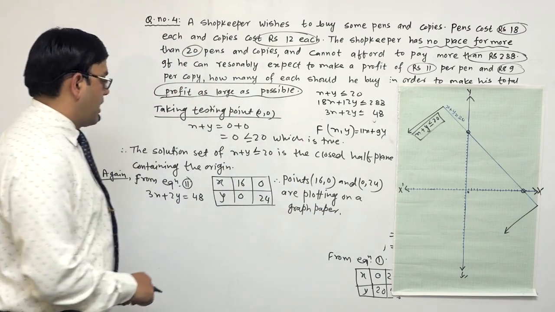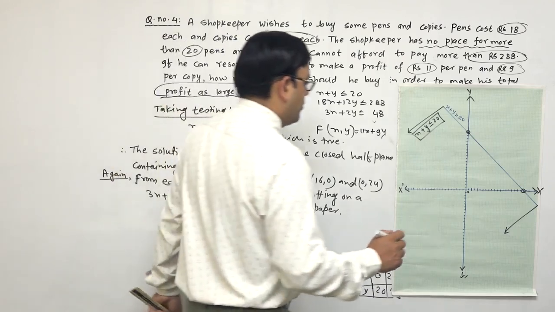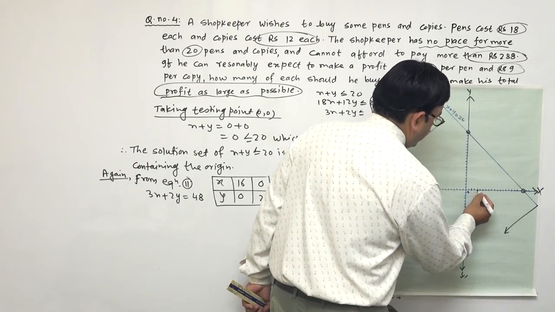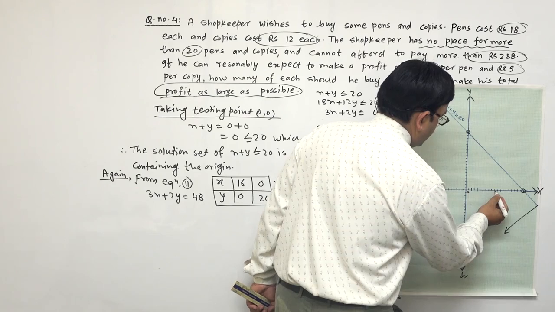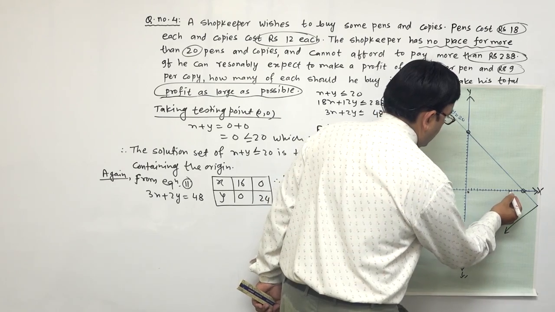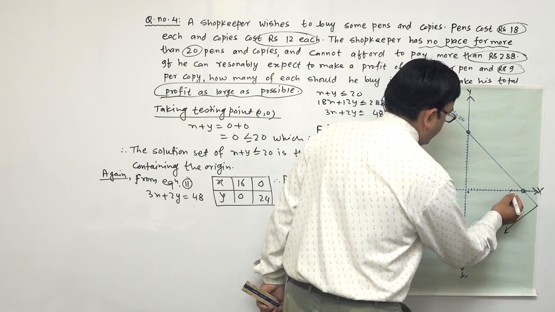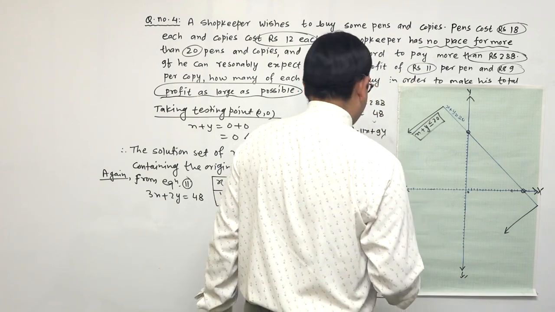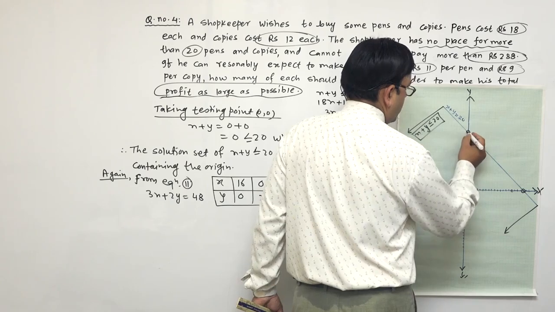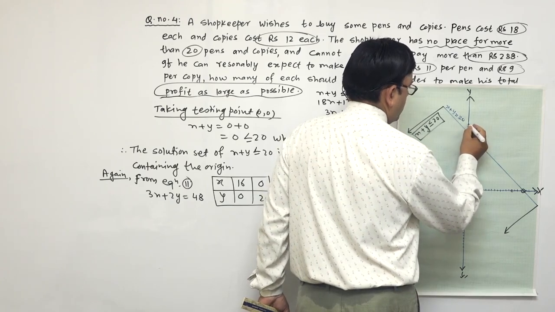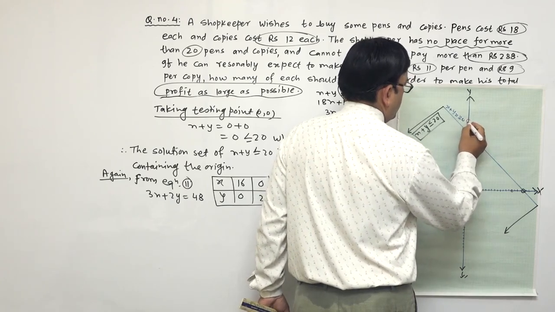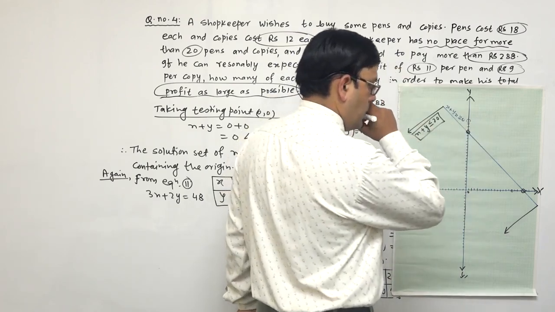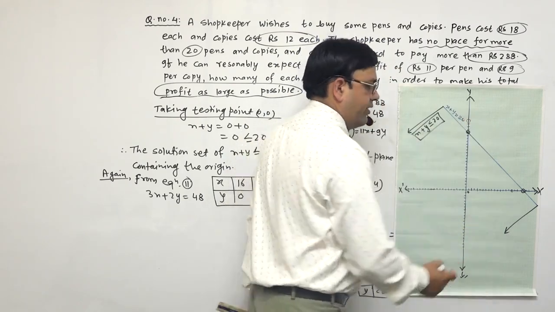Let us plot it on the graph paper. 16, 0: 1, 2, 3, 4, 5, 6, 7, 8, 9, 10, 11, 12, 13, 14, 15, 16. If we write the point numbers, it is easy. Similarly 0, 24: this one is 20, this is 21, 22, 23, and this one is 24. 0, 24. So let us join these 2 points.